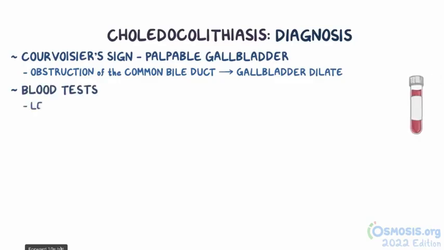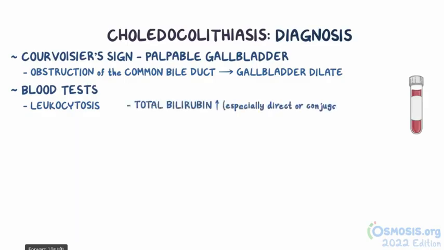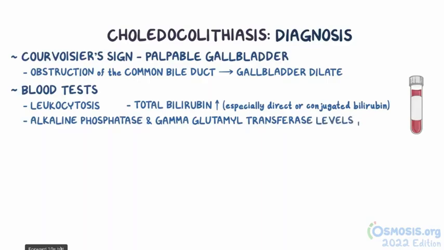Blood tests will show leukocytosis, and because of cholestasis, meaning something, which in this case is a stone, is blocking the flow in the common bile duct to the duodenum, total bilirubin is high, and especially direct or conjugated bilirubin. Also, alkaline phosphatase and gamma-glutamyl transferase levels are high.